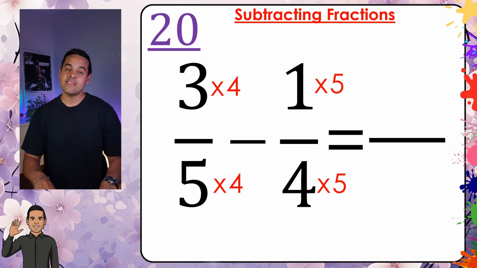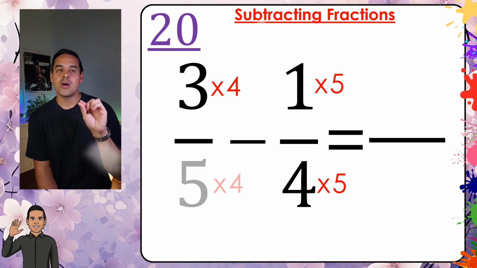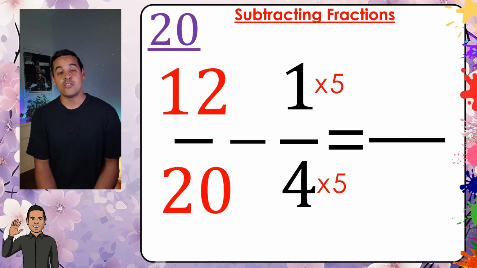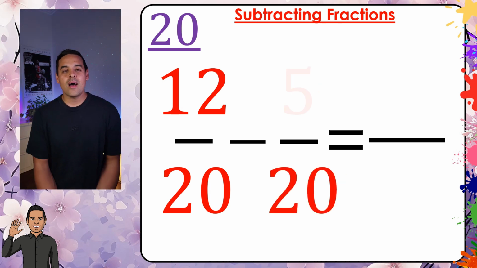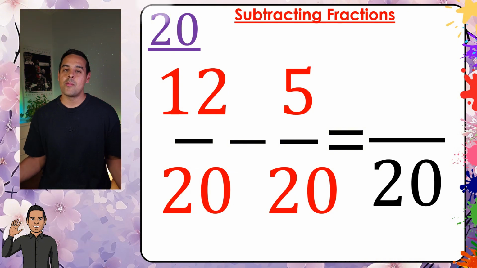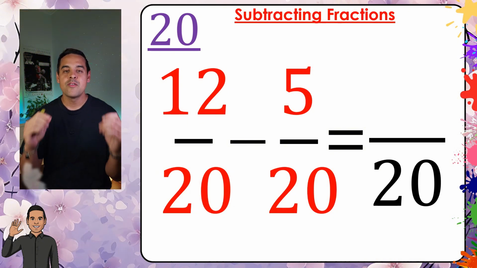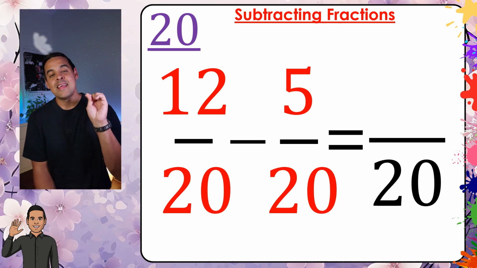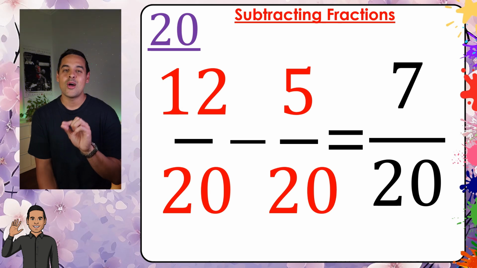Now, find a clear space in your book for your working out. 5 times 4 is going to be 20. 3 times 4 is going to be 12. 4 times 5 is going to be 20, and 1 times 5 is going to be 5. Now remember, your denominators stay exactly the same when you're subtracting fractions. The only thing you're going to need to worry about here is the numerator. So 12 take away 5 is going to equal 7. Your answer here is 7 over 20.